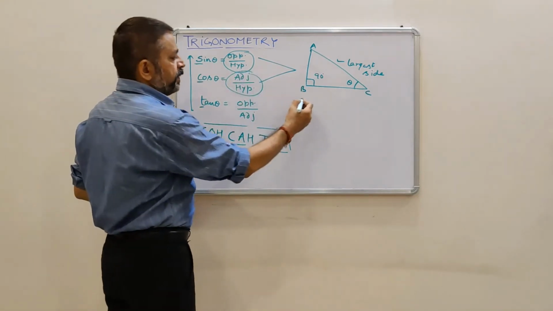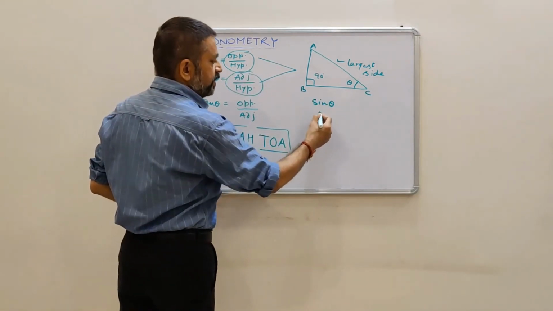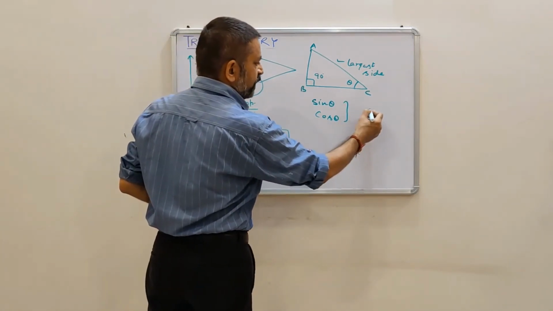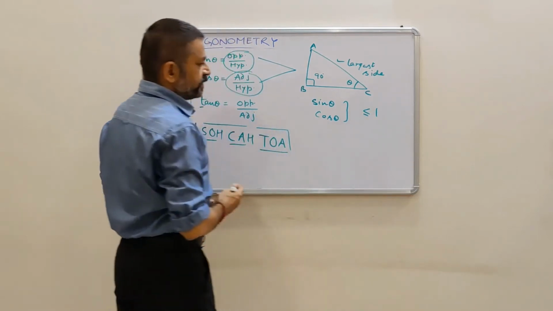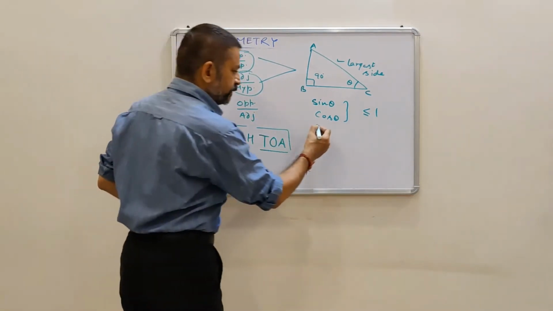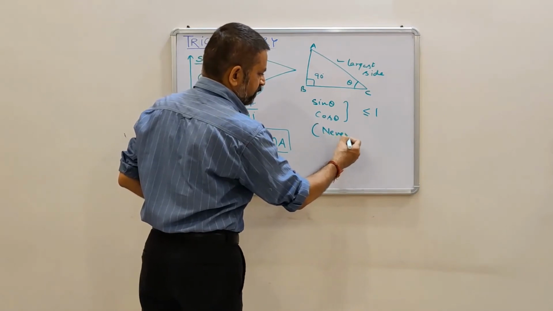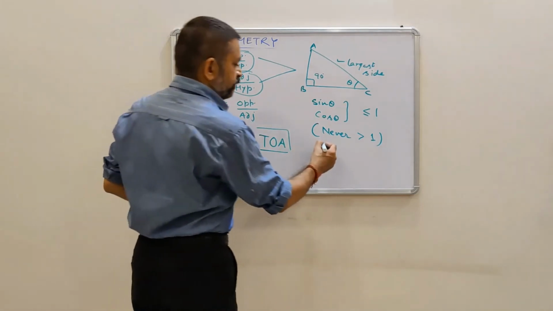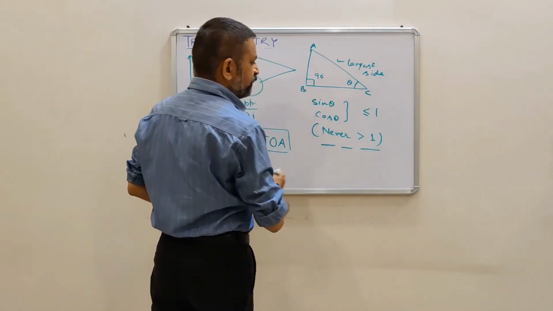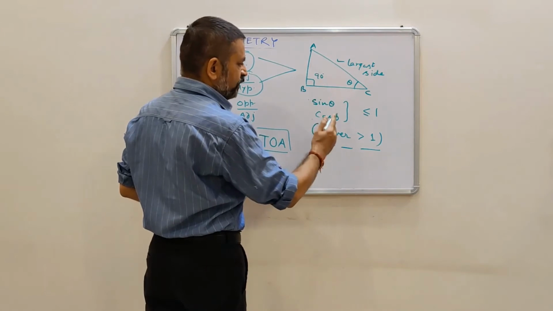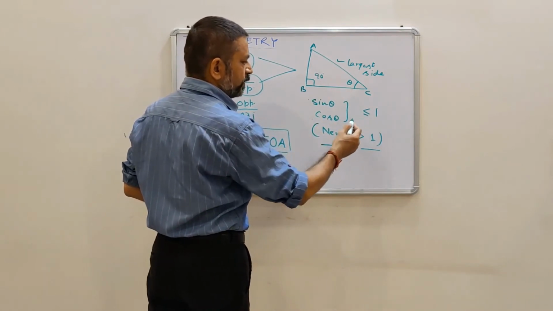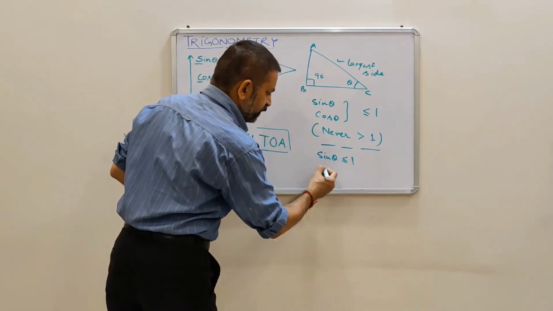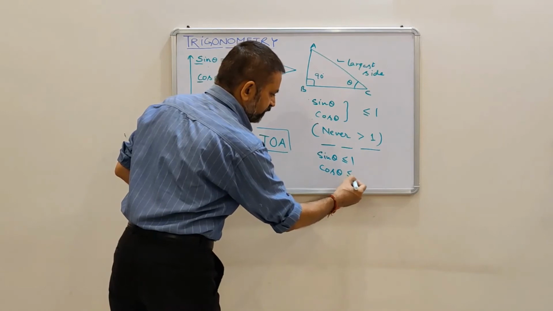So sine theta and cos theta always have values less than or equal to 1. It is never greater than 1. Remember this part. It's a very important result for sine and cos. They will always have values less than or equal to 1. So we can write that sine theta is always less than or equal to 1, and similarly cos theta is always less than or equal to 1.